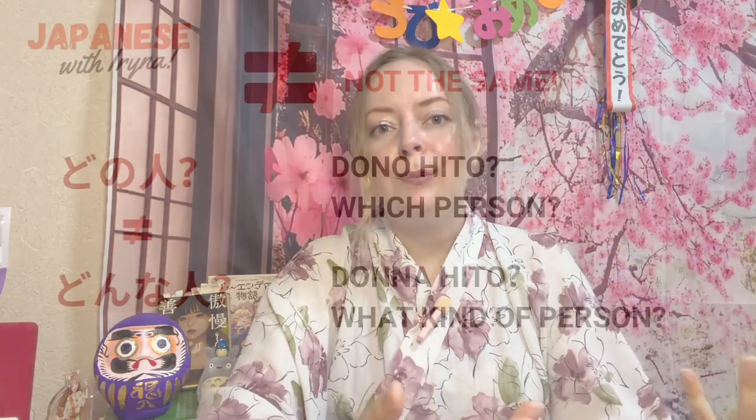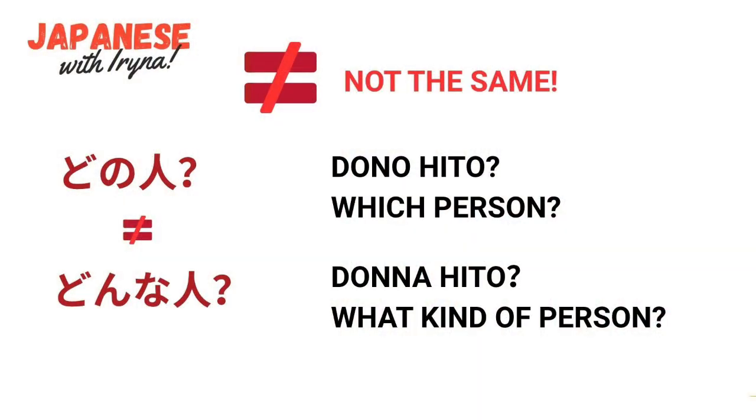And always remember, the question どの人 is not equal to どんな人. It's not the same because どの人 is which out of the group of people, and どんな人 is what kind of person. どの人 which person. どんな人 what kind of person. What type of personality? What is his character? Okay.